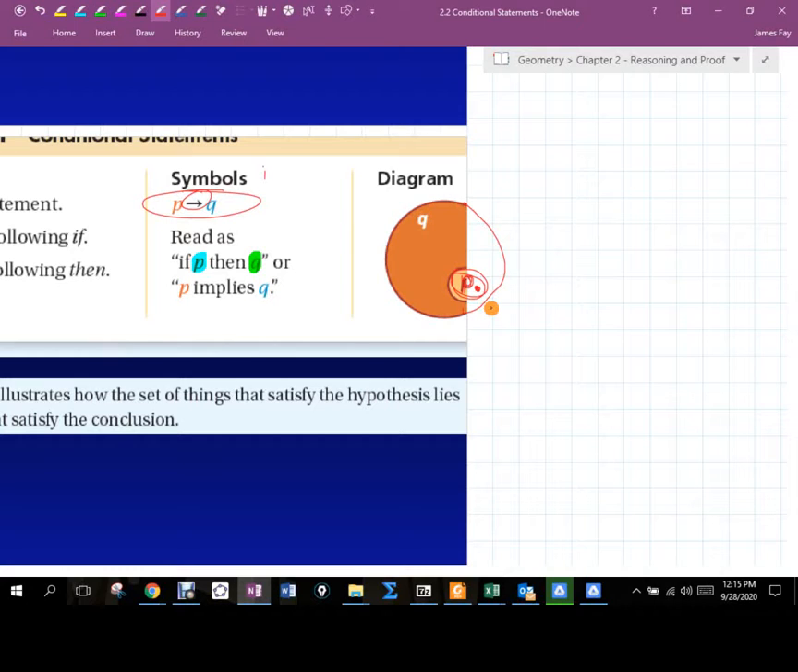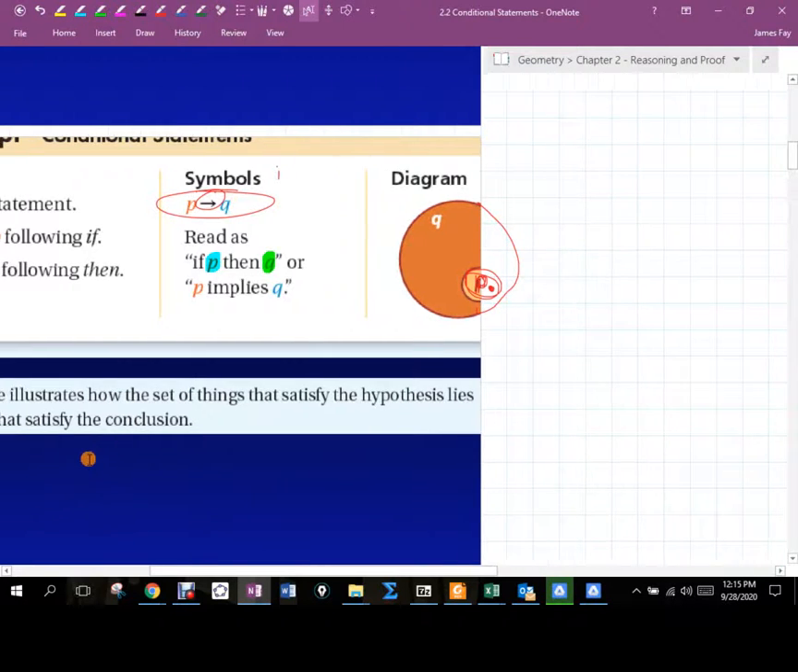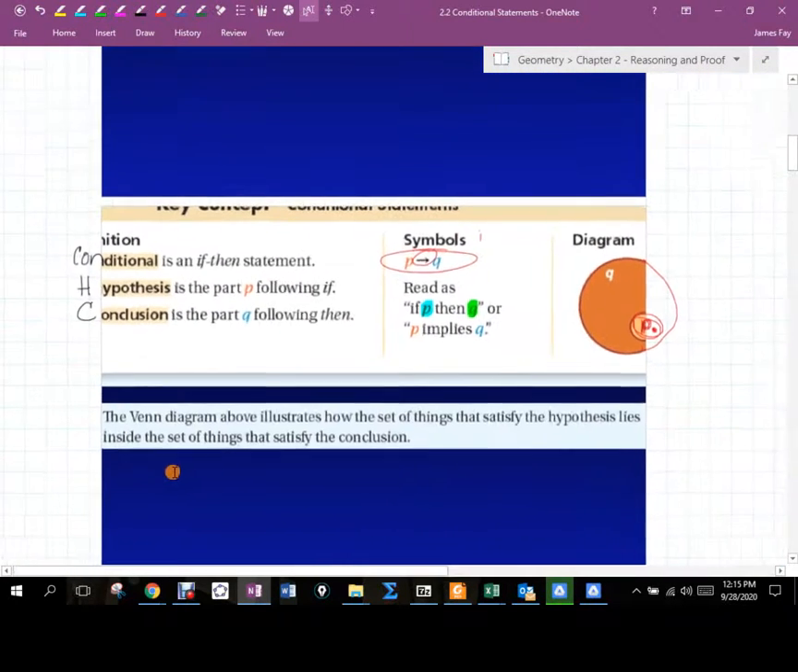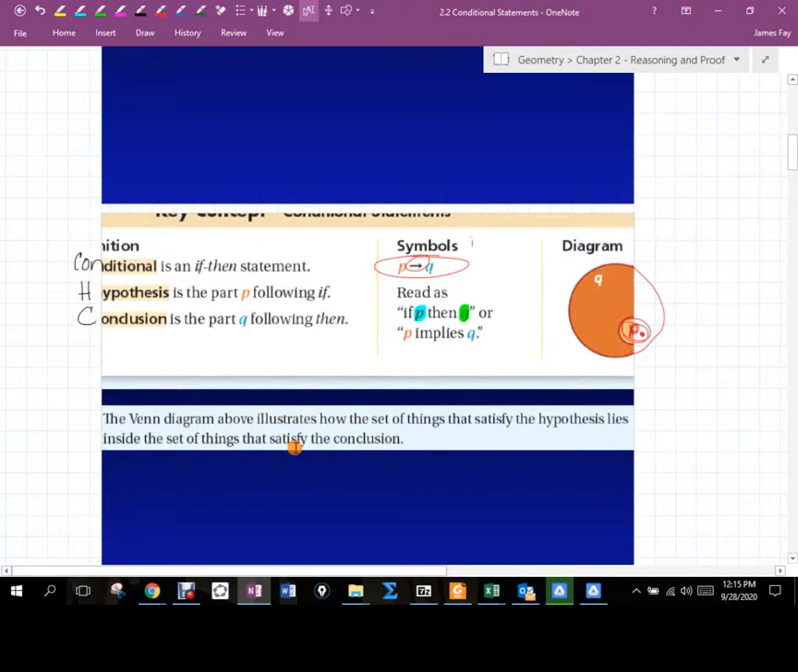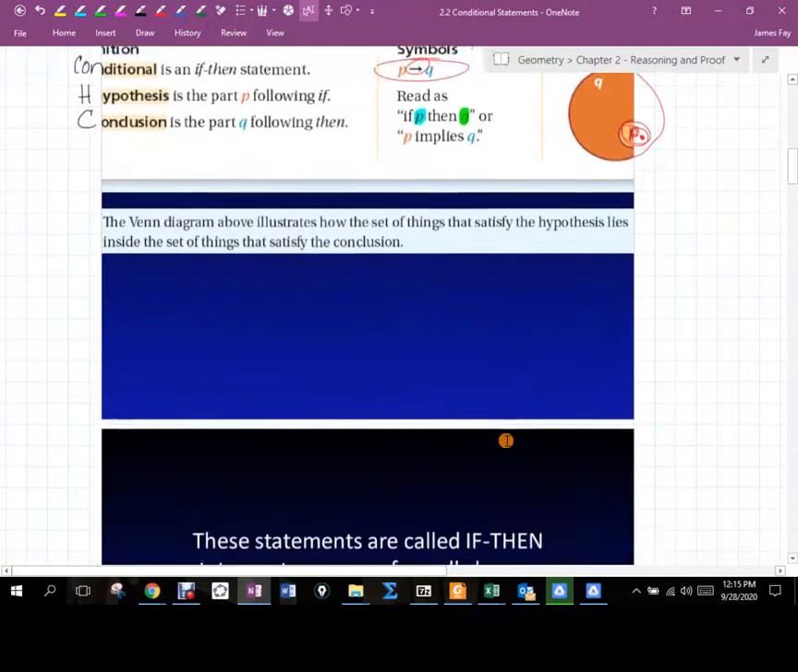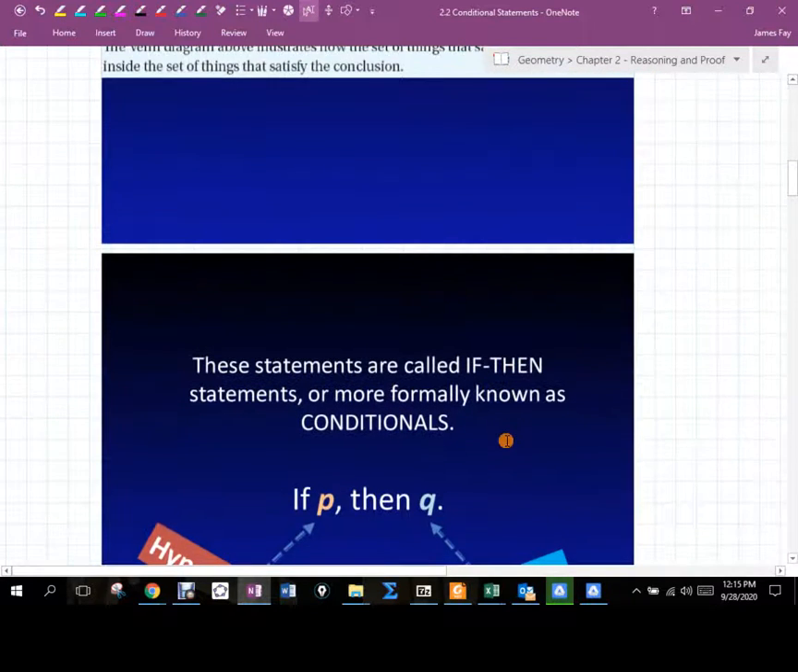Okay? And we'll talk about that, and it's easier to understand the Venn diagram when we have specific examples. So we'll see some of that here in a little bit. All right. You see the little phrase here. It says the Venn diagram above illustrates how the set of things that satisfy the hypothesis lies inside the set of things that satisfy the conclusion. Like I said, specific examples will make more sense.